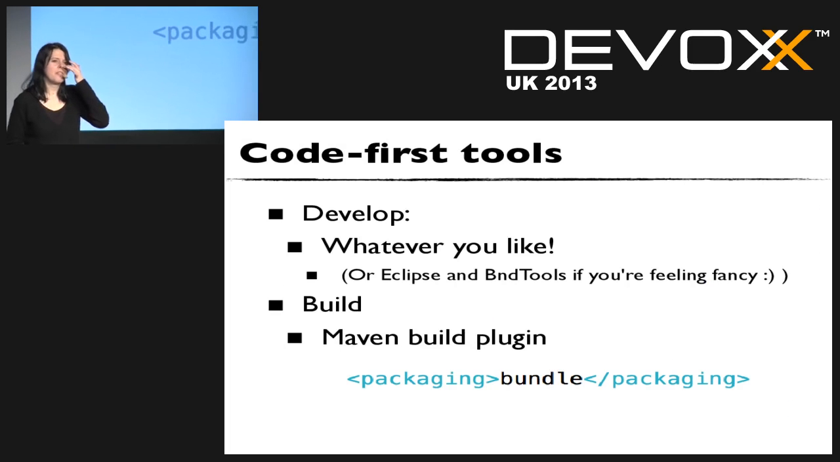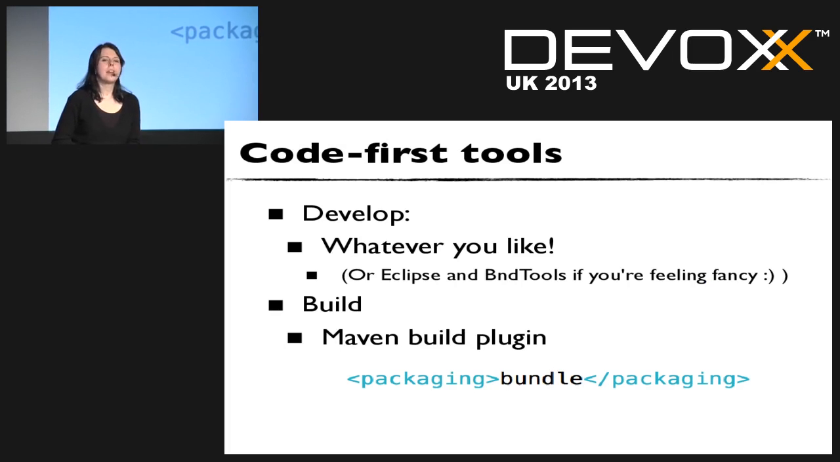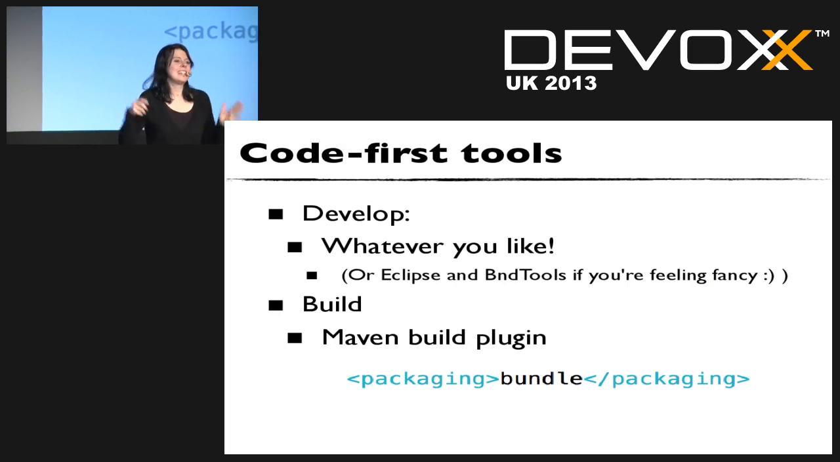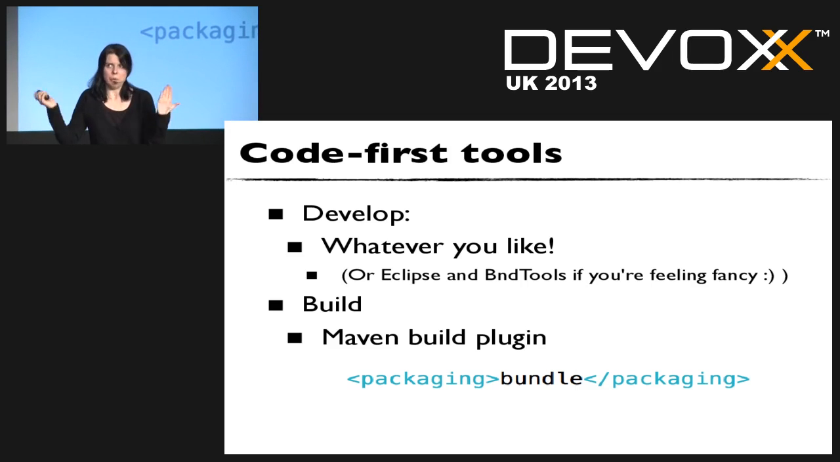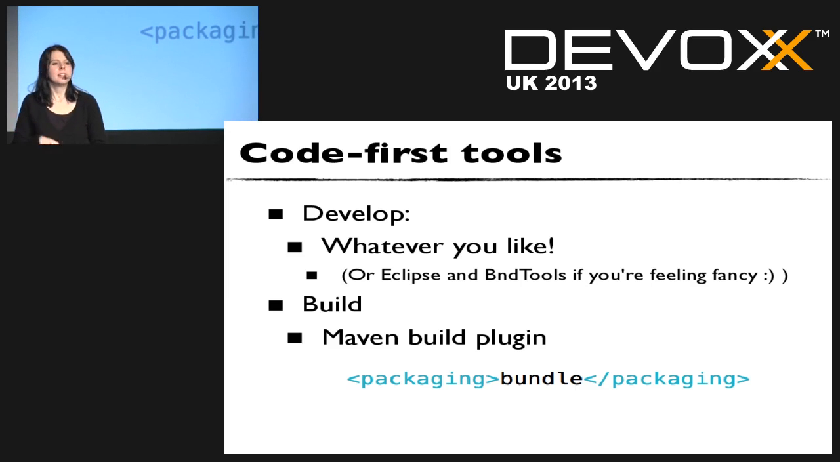If you want to do it code first, in a way you have more choices, because at development time, you're writing it exactly as if you weren't using OSGi. So you can use whatever tools you like, and whatever IDE you like. Once it comes to build, you obviously do need to get something in to write your manifest for you. But Maven has pretty good integration. If you're using Maven, you can just say, I want a packaging type of bundle rather than a packaging type of jar, and it just works.